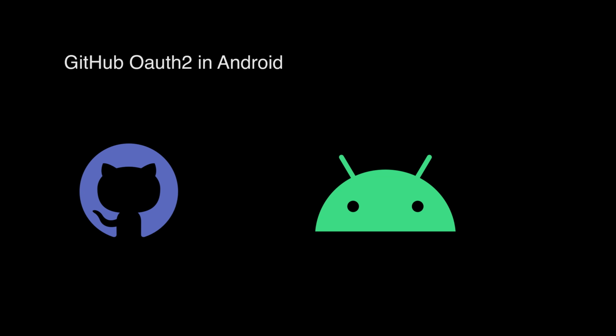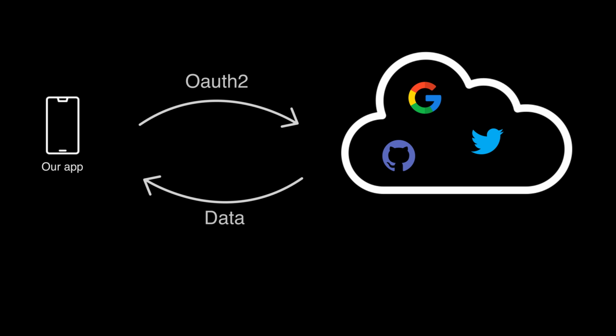Today we'll be adding GitHub's OAuth2 in an Android application. First off, OAuth2 is a standard used to allow sharing of data between two applications. Let's say we needed some data from other well-known applications like Twitter, Google, or in our case GitHub. We'd make use of OAuth2 to access this data.